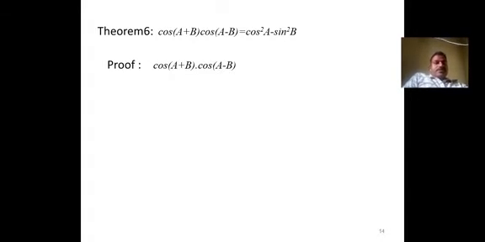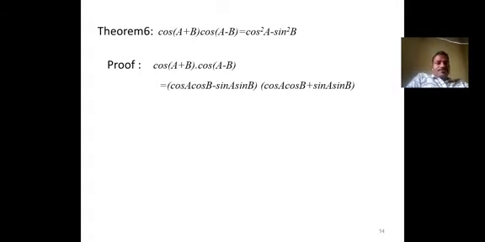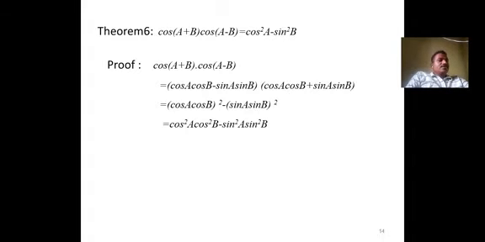Now cos of A plus B into cos of A minus B is equal to, with the help of the cos of A plus B formula, cos A cos B minus sin A sin B into cos A cos B plus sin A sin B. It is also the same as the A plus B into A minus B formula, A square minus B square, where A is cos A into cos B and B is sin A into sin B. Therefore, cos A cos B whole square minus sin A sin B whole square. This is cos square A cos square B minus sin square A sin square B.